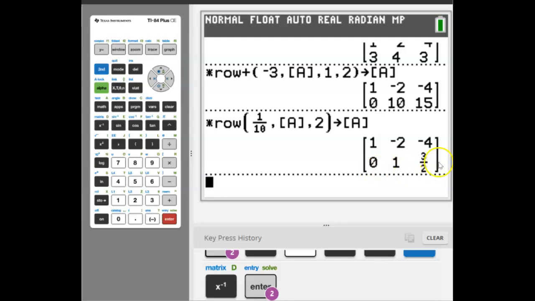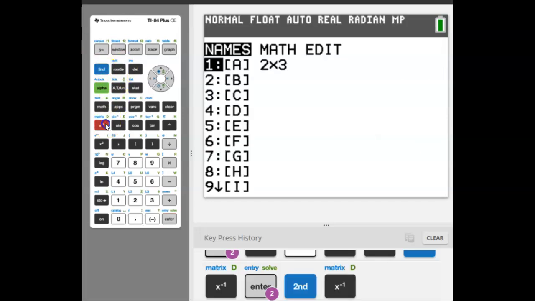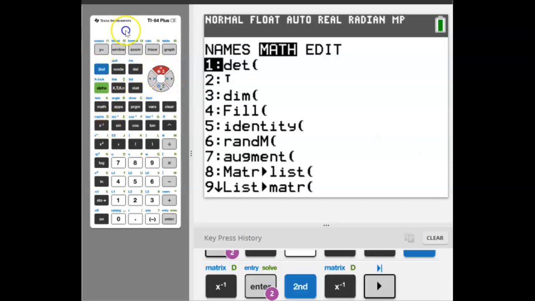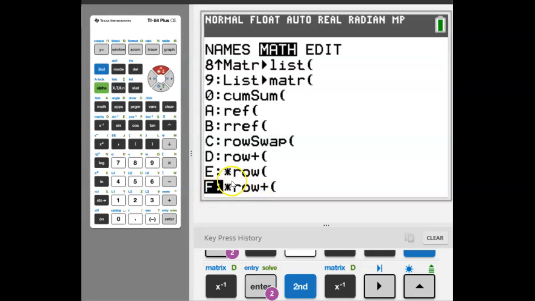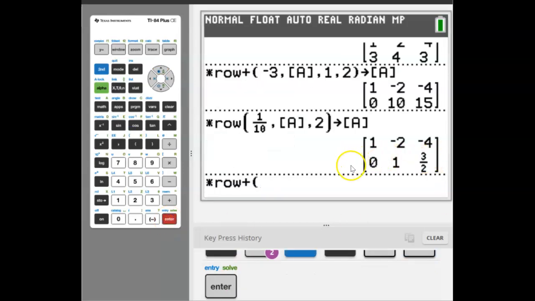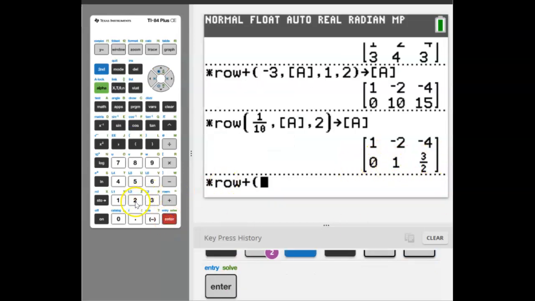All right, now we are almost in reduced row echelon form. The last thing we want to do is change this negative 2 to a 0. So we're going to multiply the bottom row times positive 2, add it to the top row, and replace the top row. So we go back and do the multiply-add operation again. We go second x inverse over to the matrix math, and we do F, times a row plus a row. Hit enter, and we want to multiply the bottom row times positive 2.